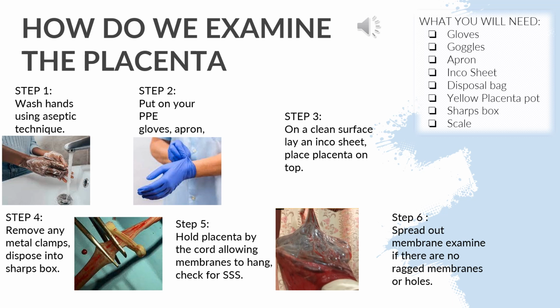Then place your placenta on an Inco sheet. What this does is just absorb any remaining blood that may be on the placenta or in the kidney dish. At the same time, you would like to remove the metal clamps and dispose of them in the sharps box for safety. So with your gloved hands, you then want to hold the placenta by the cord and allow the membranes to hang over. This just provides a better view to check the completeness of the membranes. Make sure you check that there are no ragged membranes or holes.